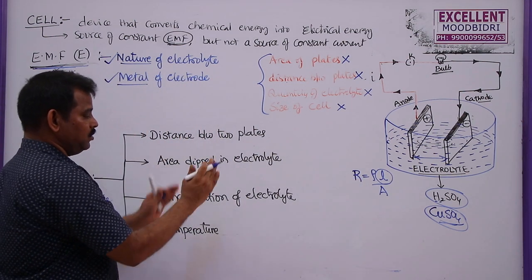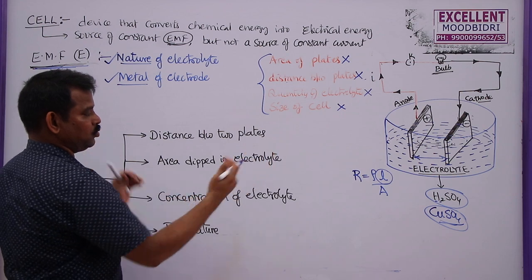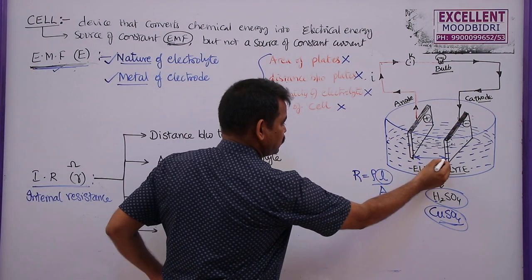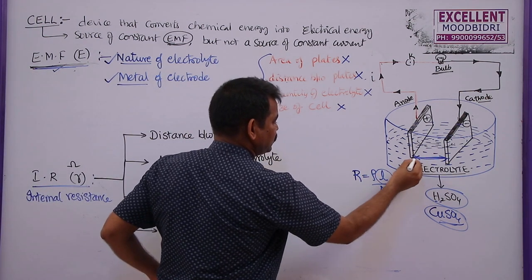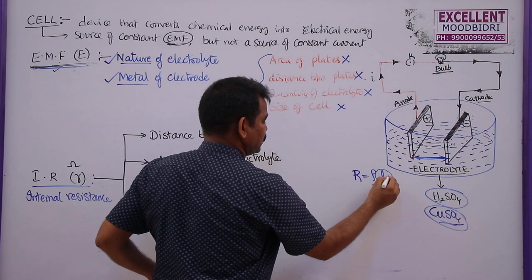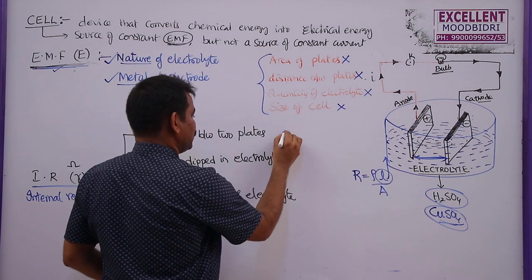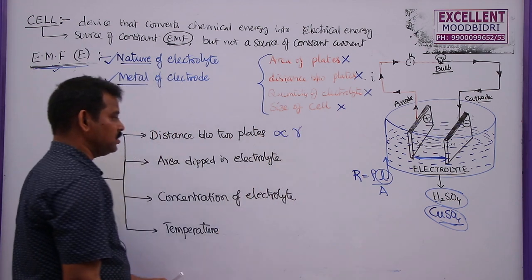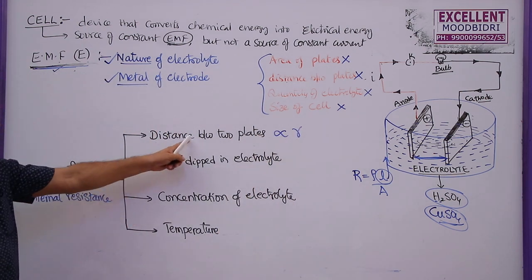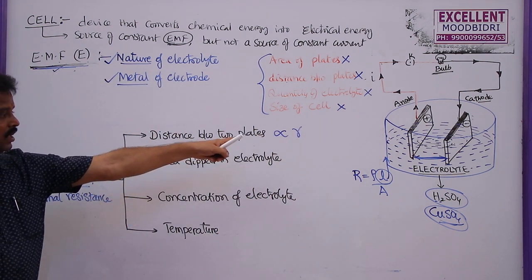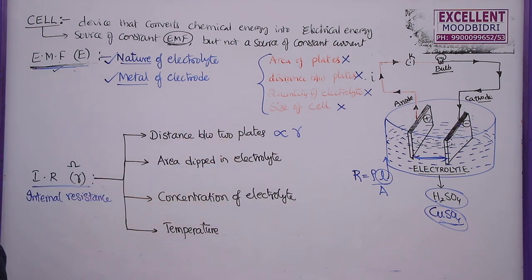So if you increase the distance between the two plates, then the distance to be travelled by the charges from one plate to another plate increases. As the length increases, resistance also increases. So whenever the distance between two plates of a cell increases, internal resistance also increases.